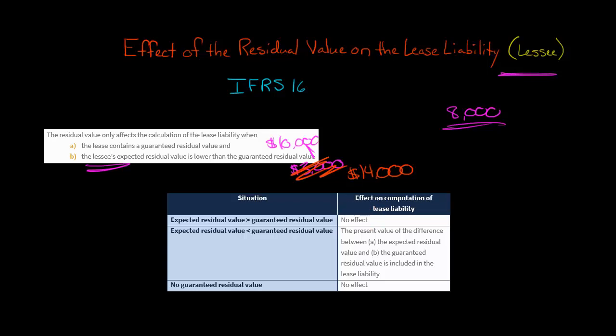It's only when there's a guaranteed residual value and the expected residual value is lower than what the lessee guaranteed the lessor, okay? And that's when you have to take the present value of the difference. In this case, before, where I had $10,000 and $3,000, it was $7,000. The present value of that would be factored into the lease liability.